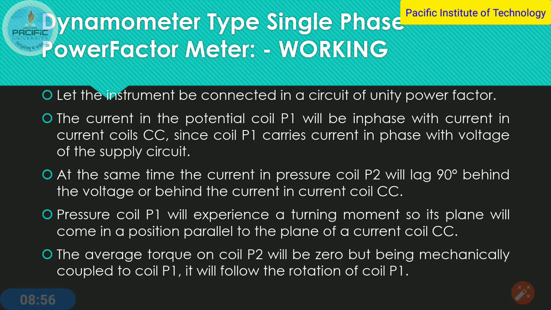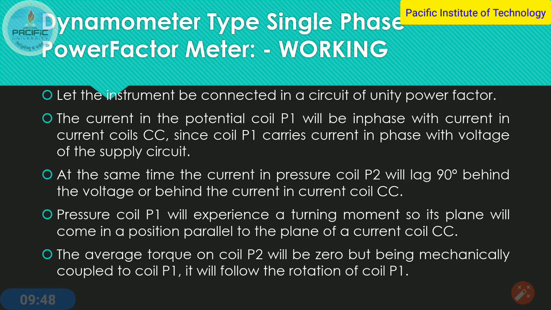Now the very first case is when the instrument is connected in the circuit of unity power factor. Now the current in the pressure coil P1 will be in phase with the current in the current coil, because the coil P1 carries current in phase with the voltage of the supply circuit, right? So as the power factor is unity, the current will be in phase with the voltage, so the pressure coil P1 current will be in phase with the current coil current. At the same time, the current in the pressure coil P2 will lag 90 degrees behind the voltage, or behind the current in the current coil CC.